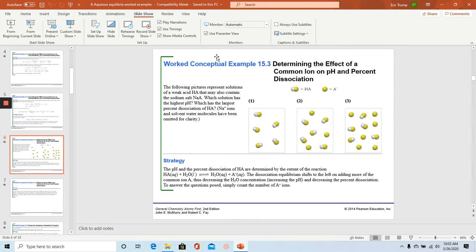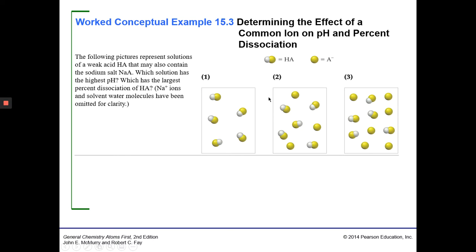All right, so in this slide, we have a weak acid HA that also contains its sodium salt, NaA. The question is, which solution has the highest pH? And then which has the largest percent dissociation of HA? Sodium ions and water molecules have been omitted for clarity. Highest pH would be the least acidic.